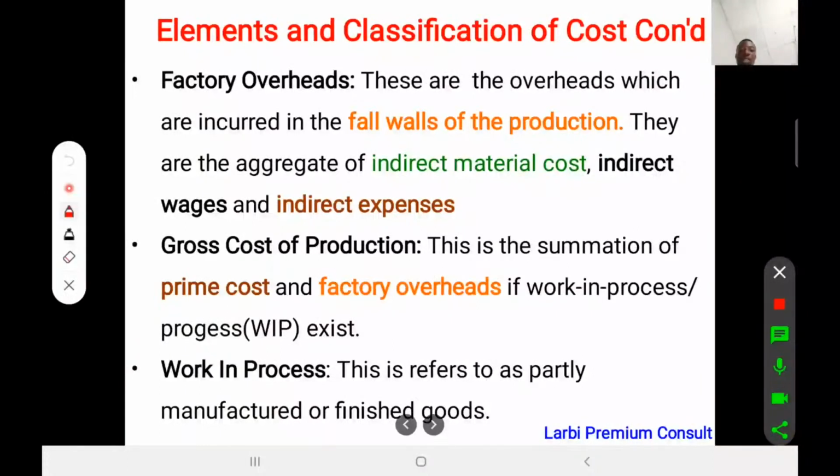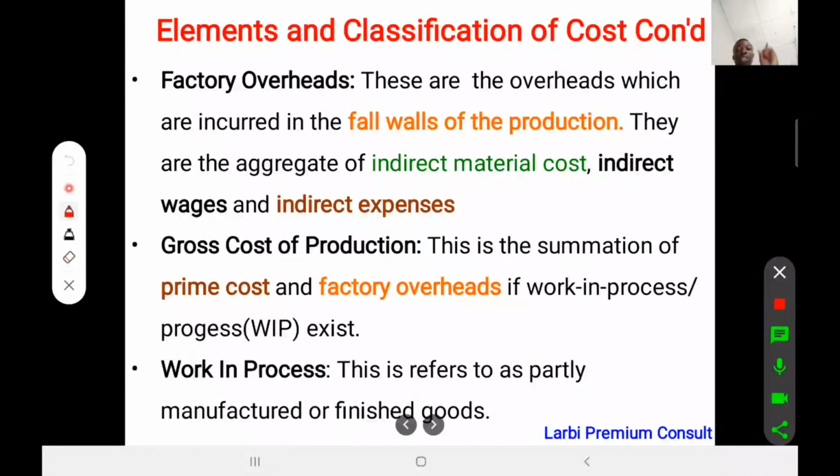Is that okay? So it is a summation of prime cost and factory overhead if work in progress exists. But if it does not exist, then that becomes your final or net cost of production. If there is no work in progress at the end of the day, that becomes your net cost of production. But if it exists, then we need to account for it, and work in progress comes in two forms: the opening work in progress and the closing work in progress. The opening work in progress is the work in progress from the previous year.